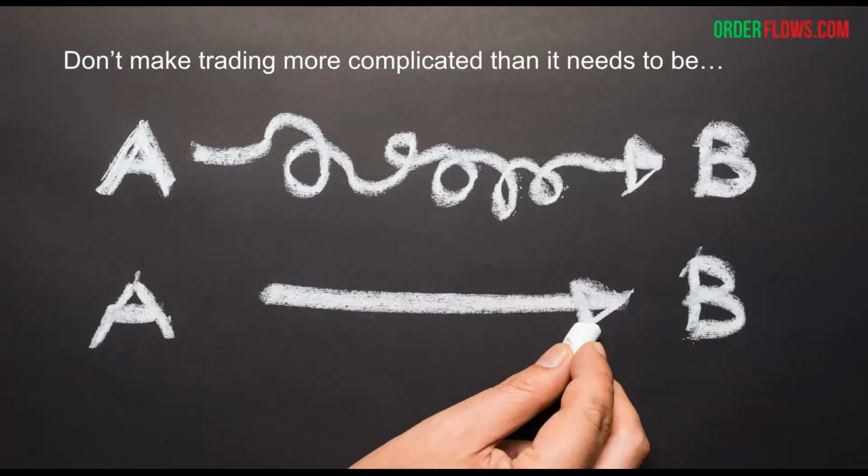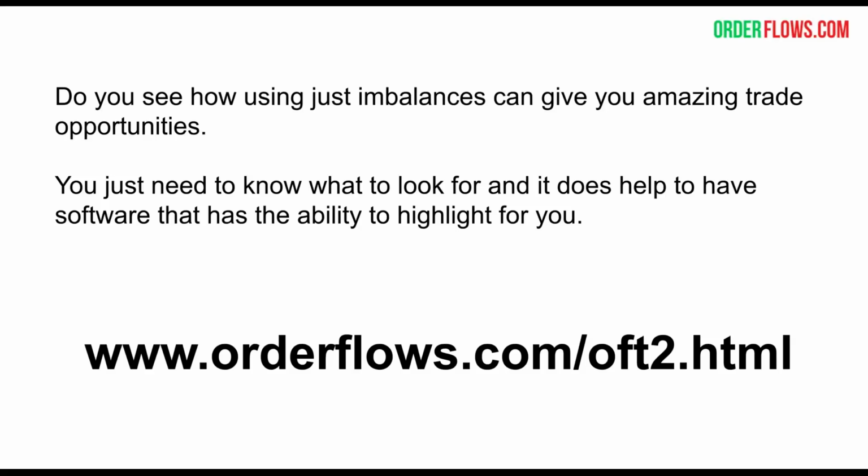So don't make trading more complicated than it needs to be, right? You want to get from point A to point B as fast as possible, and unfortunately, a lot of people take a lot of sidetracks. So hopefully by now you can see how just using imbalances, and there are so many other parts of order flow that you can use, gives you amazing trading opportunities, right? You just need to know what to look for, and it does help to have software that has the ability to highlight it to you.